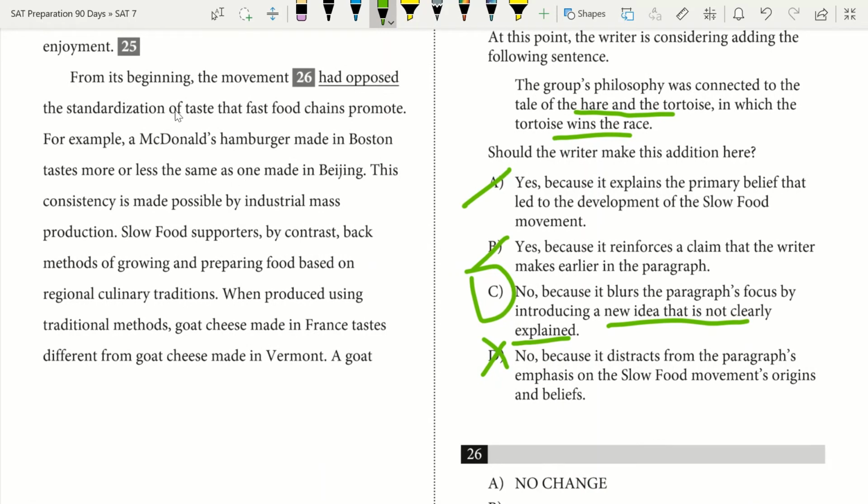All right, now we have option D, no, because it distracts from the paragraph's emphasis on the slow food movement's origins and beliefs. It's not distracting, it's just blurring our focus because it doesn't go on to be explained. So our answer there is C, not D, for 25.